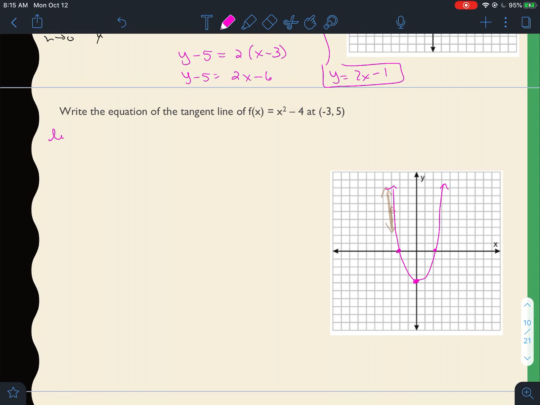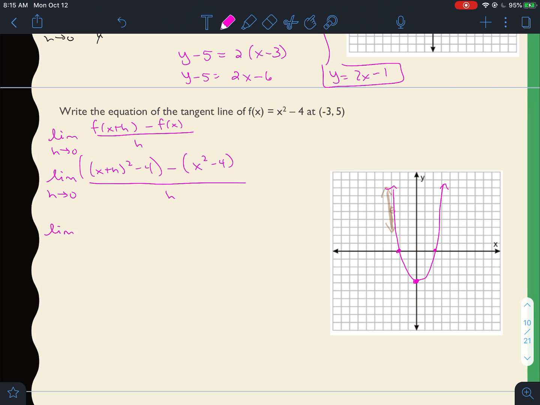So we're going to use the difference quotient. The limit as h goes to 0 of f of x plus h minus f of x all over h. So I'm going to take x plus h and plug it into my function. So this would be x plus h squared minus 4, and then minus f of x. So that's x squared minus 4, then all over h.